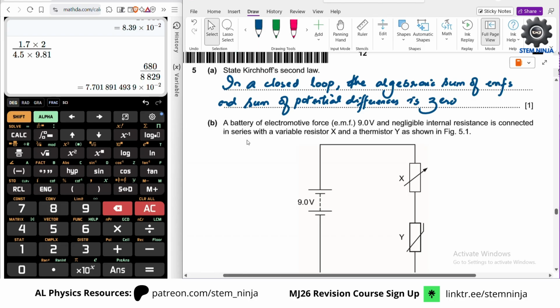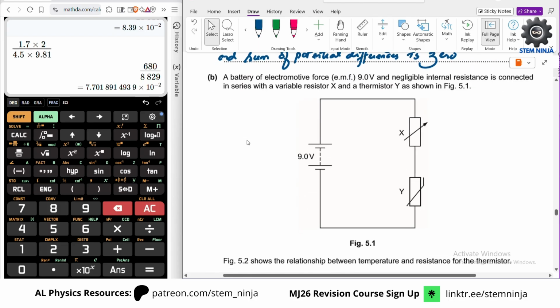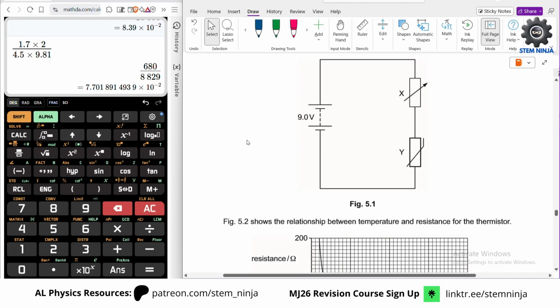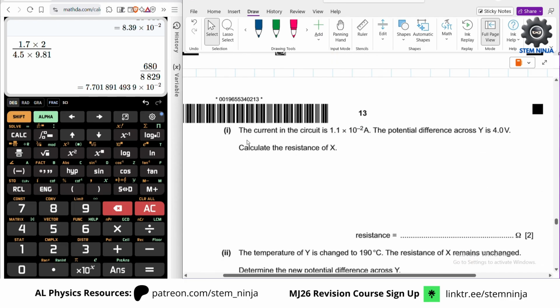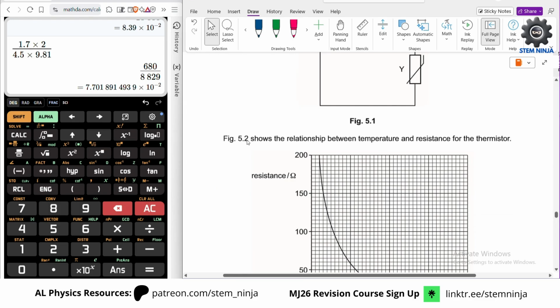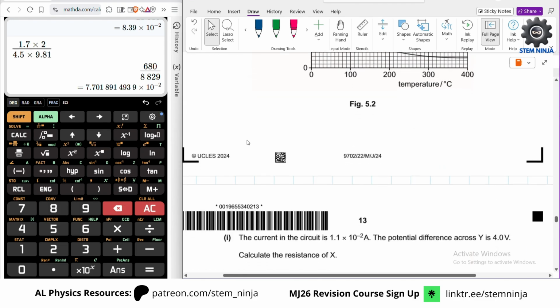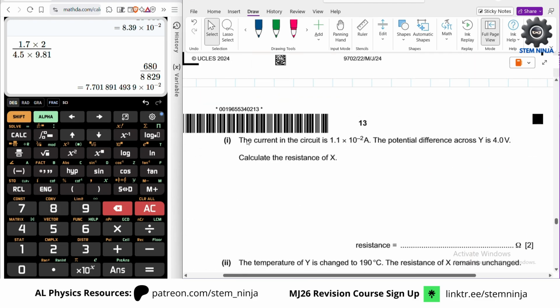A battery of electromotive force 9 volts and negligible internal resistance is connected in series with a variable resistor X and a thermistor Y. Figure 5.2 shows the relationship between temperature and resistance for the thermistor. The current in the circuit is 1.1 times 10 raised to the power minus 2. The potential difference across Y is 4 volts, so Y is the thermistor. Calculate the resistance of X.